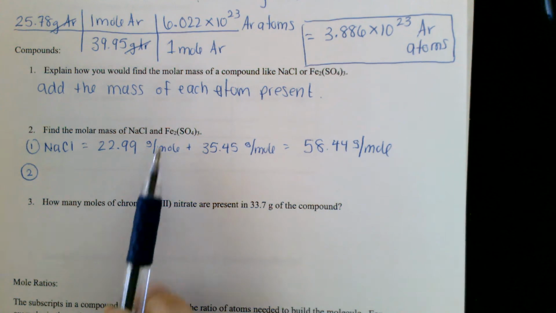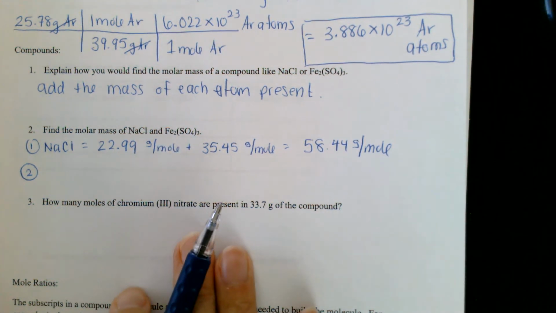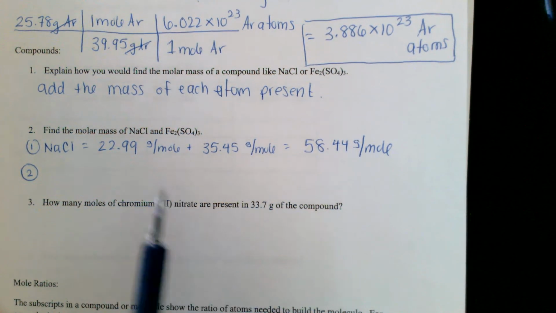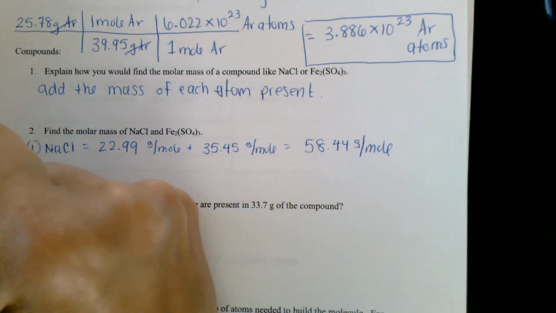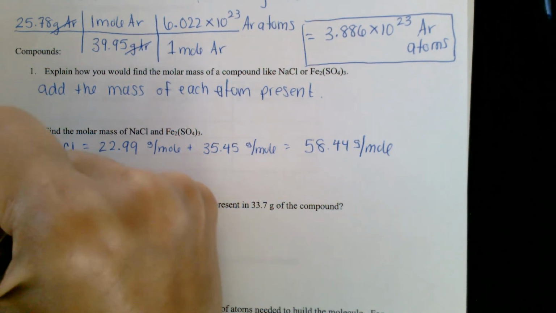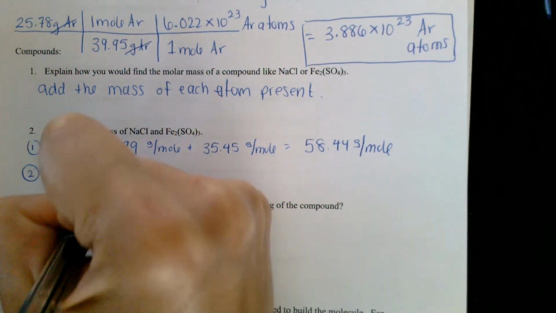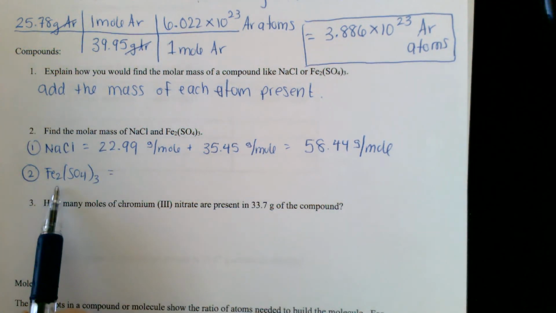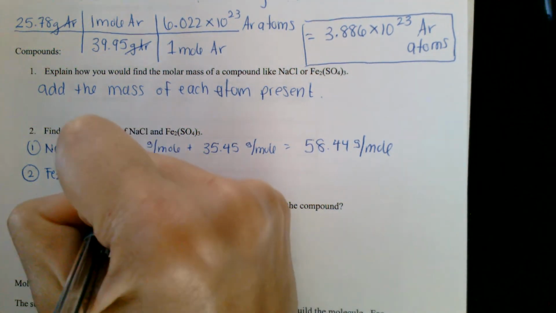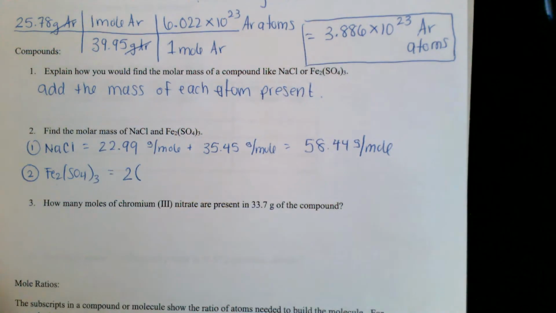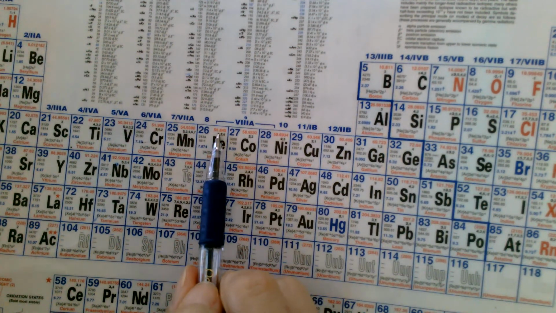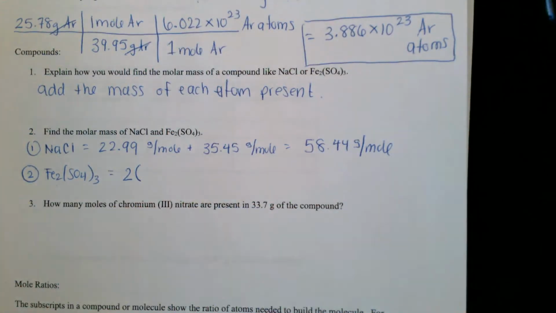Okay, number 2, now we're going to find the molar mass of Fe2(SO4)3. This one is a little more complicated, lots and lots of atoms here. This means we have 2 irons, so we're going to do 2 times the mass of iron, which is 55.85.